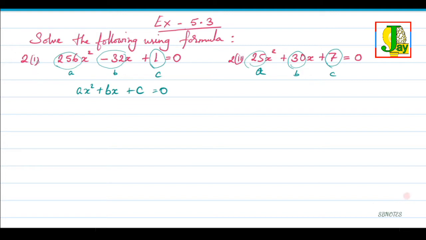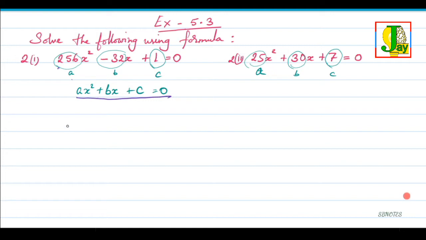Here is our first question of exercise 5.3. So you see 256x square minus 32x plus 1 equals to 0. When you compare this with the general form of this quadratic equation, what do you get? This part 256 is a, and b is not only 32, it has to be minus 32. Since we have plus bx, we have to consider this minus sign along with this 32. This whole thing is b, and c is plus 1.